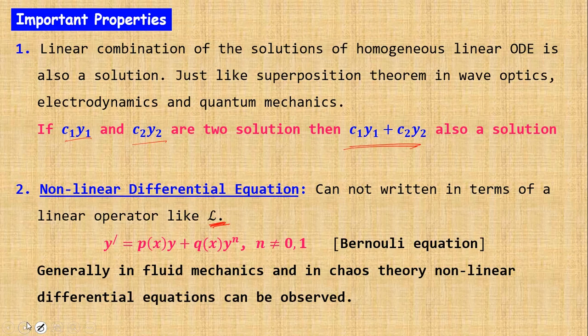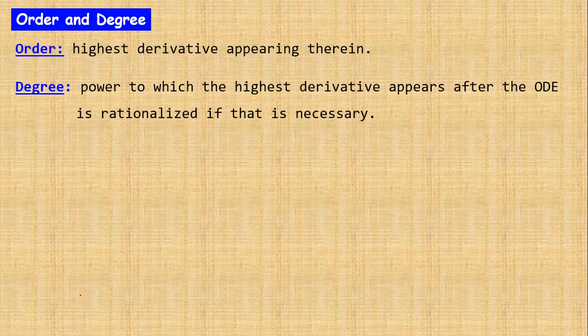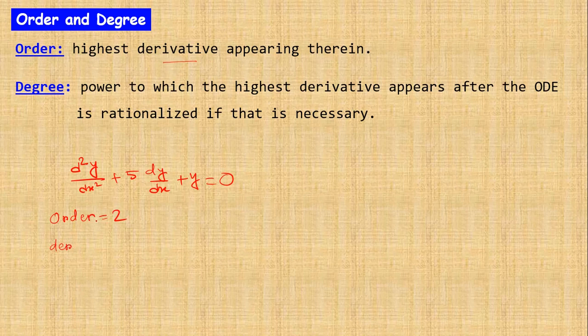Okay, and next is order and degree. This is our motto, to find the order and degree of any differential equation. Order is the highest derivative appearing therein. If we consider the differential equation d2y/dx square plus 5 dy/dx plus y equals 0, here the maximum derivative is 2. So the order will be 2, and the degree is the power of the highest order derivative. Here the power of the highest order is 1, so the degree will be 1.